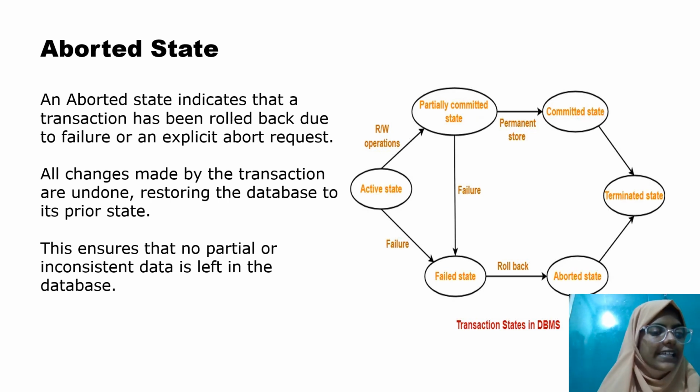Aborted state is the last state in the transaction states overview. An aborted state indicates that a transaction has been rolled back due to failure or an explicit abort request. All changes made by the transaction are undone, restoring the database to its prior state. This ensures that no partial or inconsistent data is left in the database.